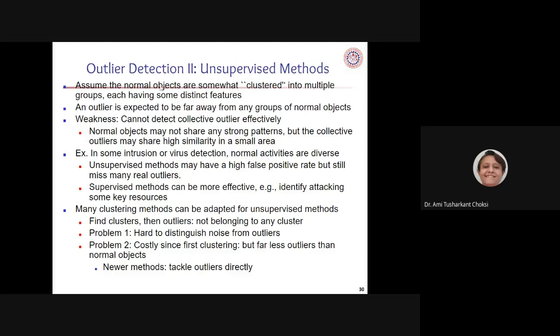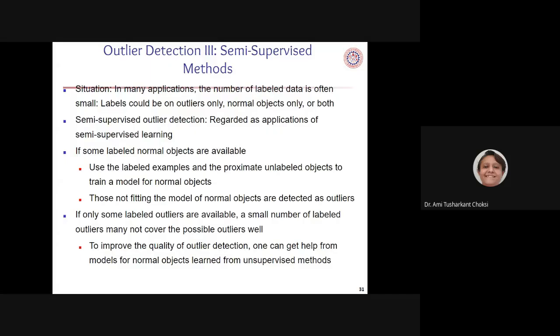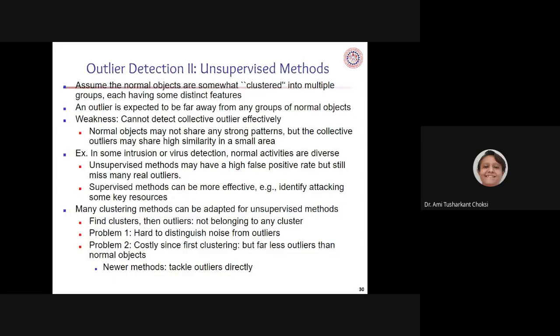Assume the normal objects are somewhat clustered into multiple groups having distinct features, right? We are talking of the normal objects, okay? Normal objects are there in different clusters. I have given you the example for outliers. Here we are talking of the normal objects being somewhat clustered into multiple groups. In each and every group we are having good people, okay?